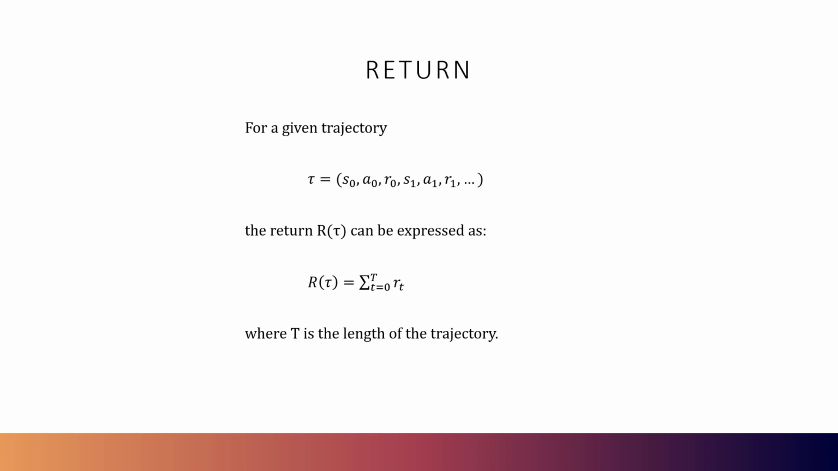And we want to get the return R of tau, which is the sum of the rewards. At each time step, I would expect a reward from the environment, and the sum of all the rewards from time step t till the end of the episode is the return for that trajectory, or that episode, we can say that.